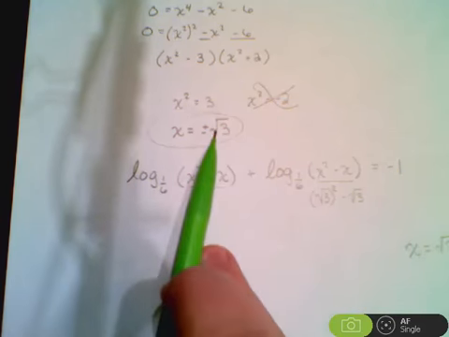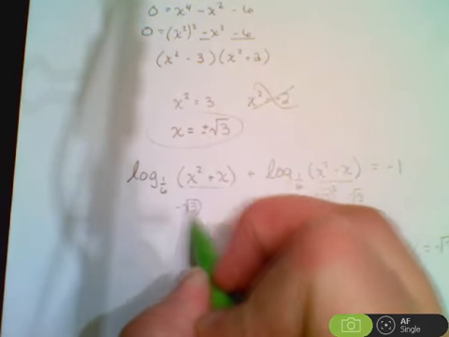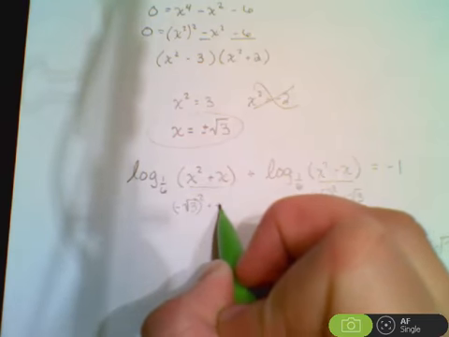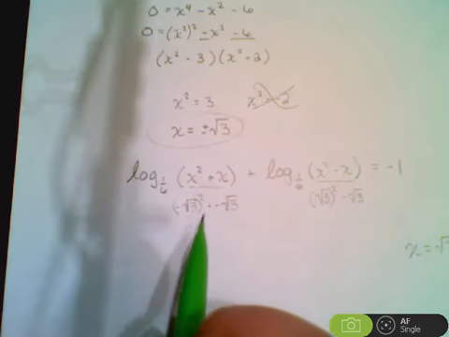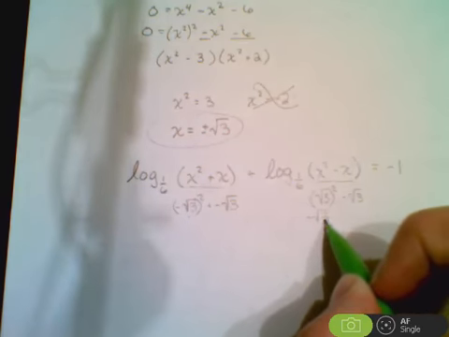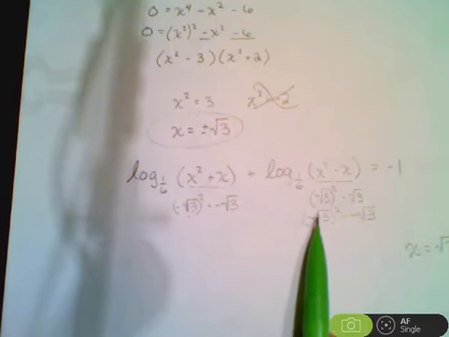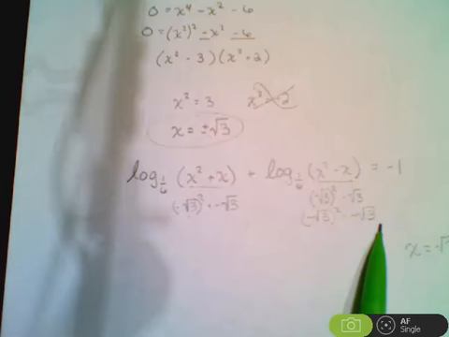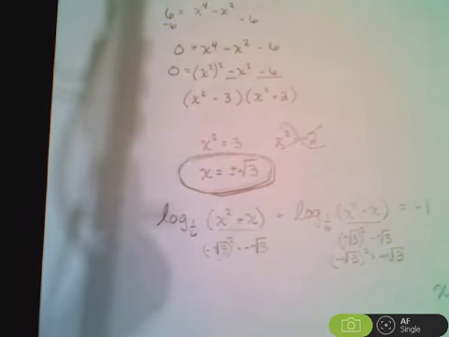But then I still have to check the negative square root of 3. If I plug in negative square root of 3 here, I get negative square root of 3 squared plus the negative square root of 3. Well, this ends up being 3 minus the square root of 3. The square root of 3 is less than 3, so we're still okay here. And over here, if I plug it in, I get negative square root of 3 squared minus negative square root of 3. Well, that ends up becoming a positive, so my answer is fine there. So my answer to both of these, x is equal to plus or minus the square root of 3.